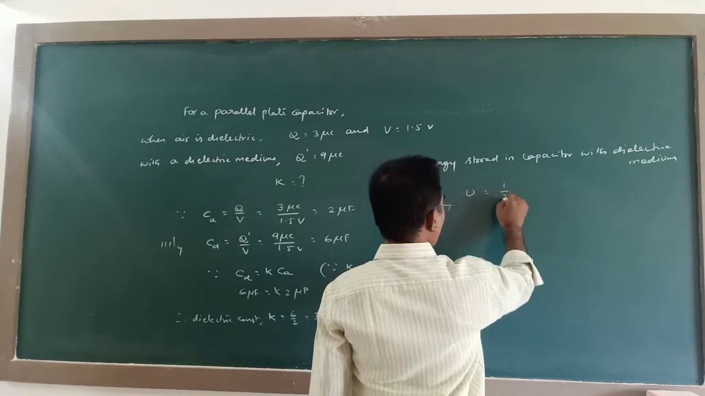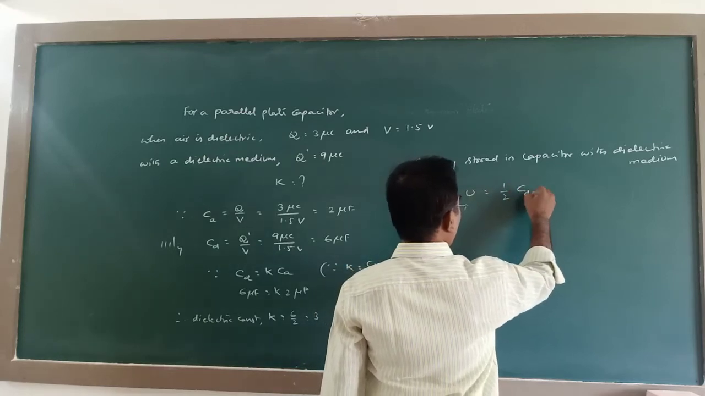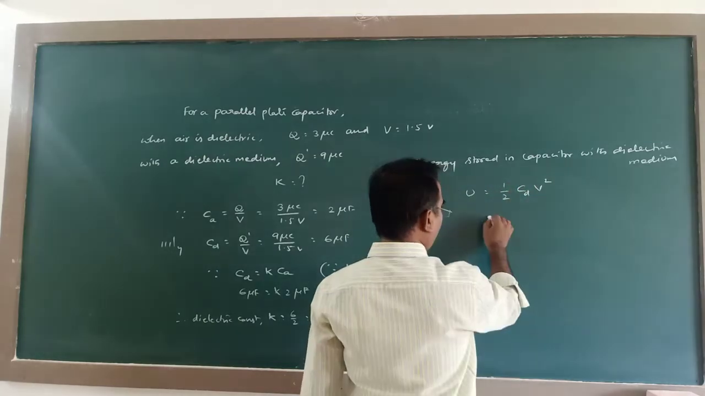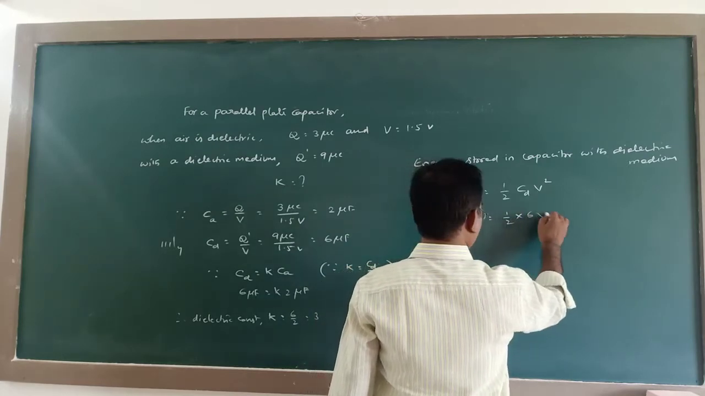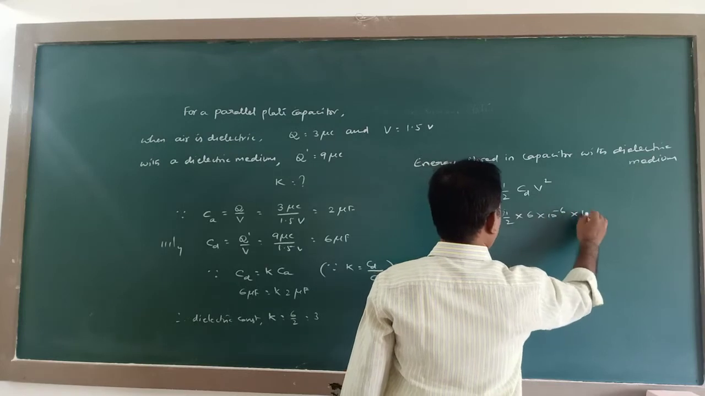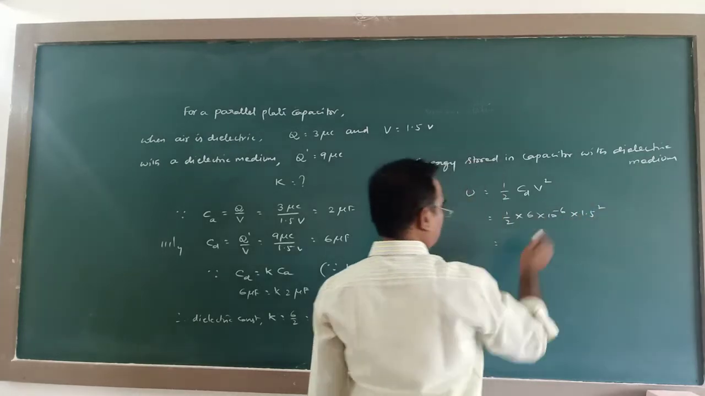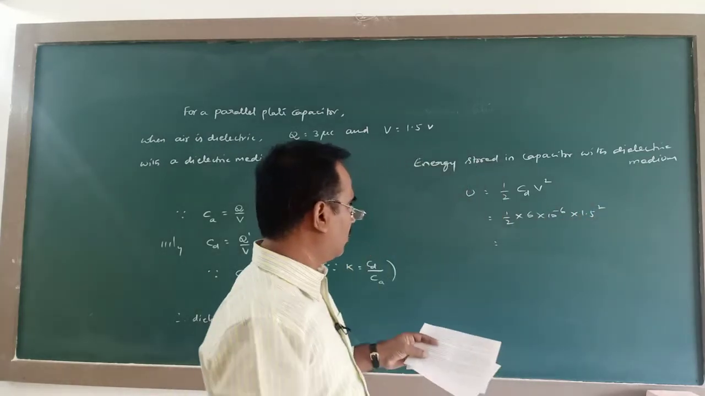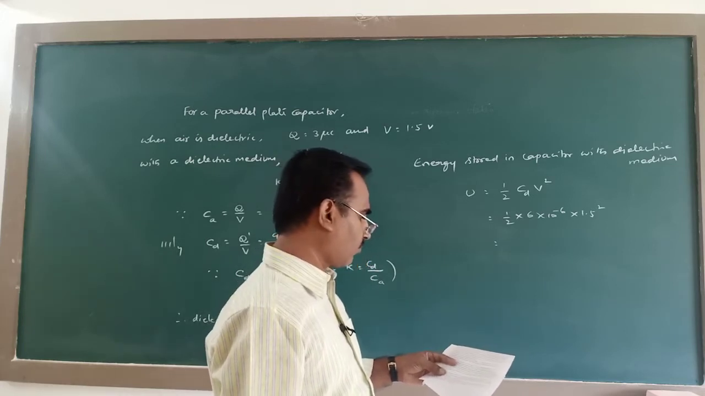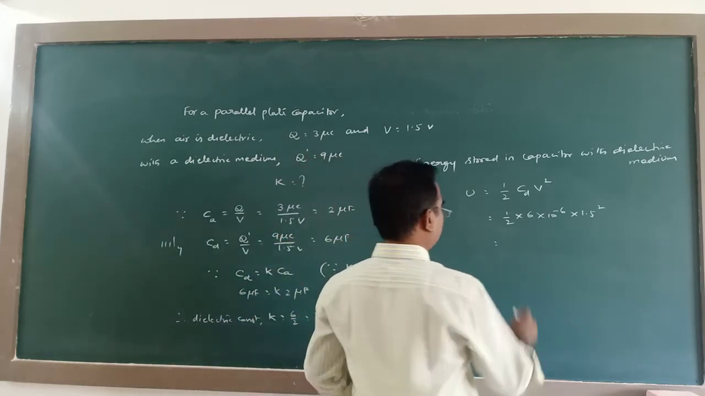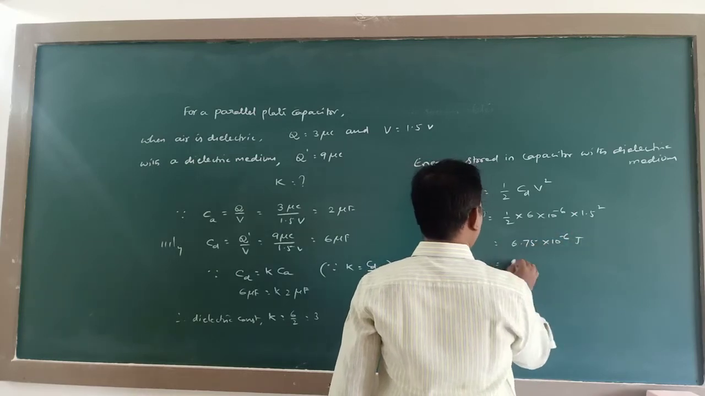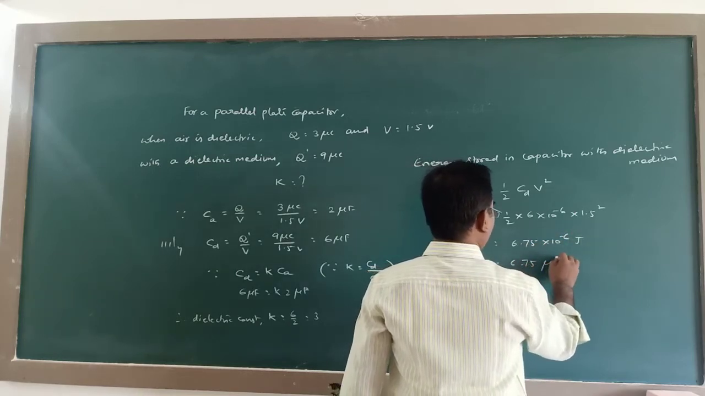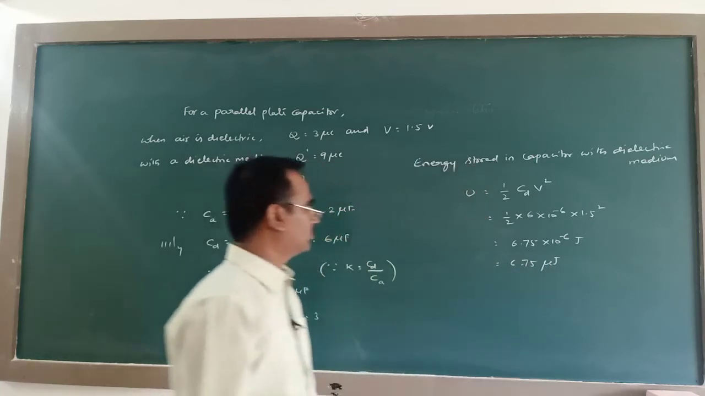So U is equal to half CV squared. So half into this C is 6, V is 1.5. So you do this calculation, it comes to be nearly 6.75 into 10 to the power of minus 6 joule. So 6.75 microjoule.